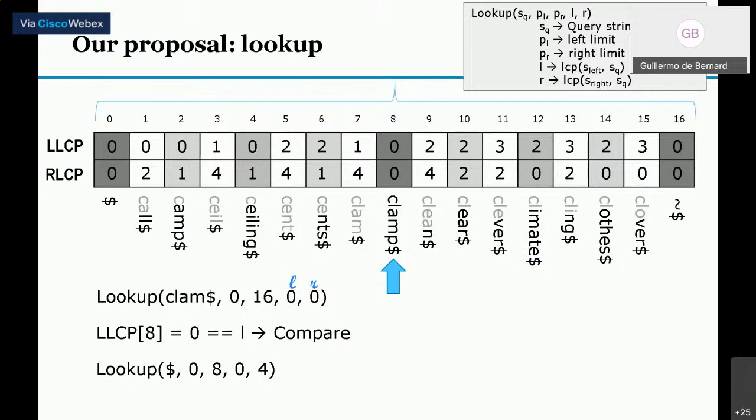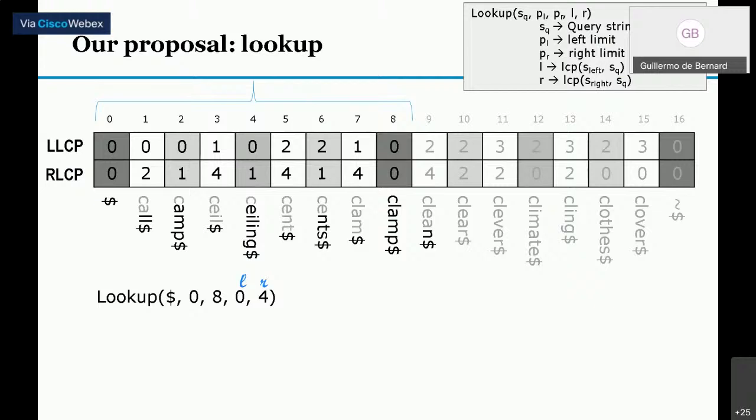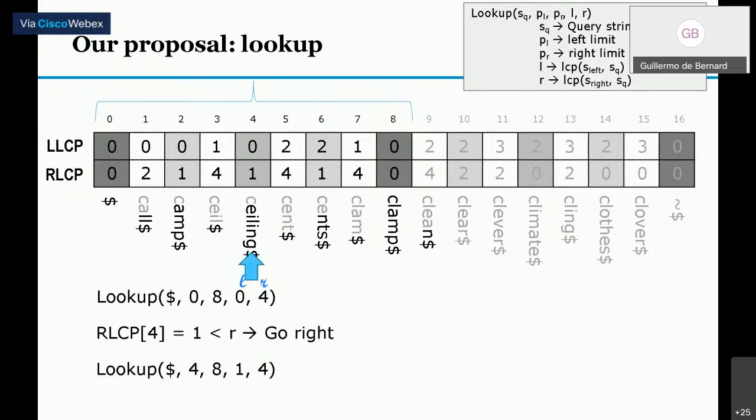In this case, we would have to compare this string clamp with the query string that's clamp. And our comparison tells us that they share 4 characters in common and that the query string clamp is to the left, that is lower lexicographically than the string at position 8. So we can recurse on the left half of the array, and we set our R, the longest common prefix of the rightmost string, to 4. The key idea is that at this second step, we check the RLCP, because R is the higher value between L and R, and we compare it with our value of R.